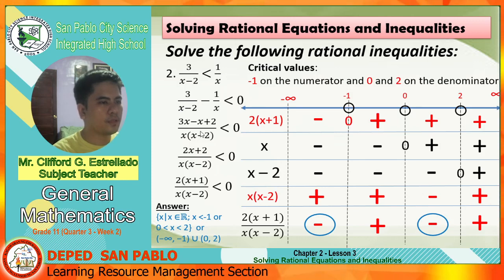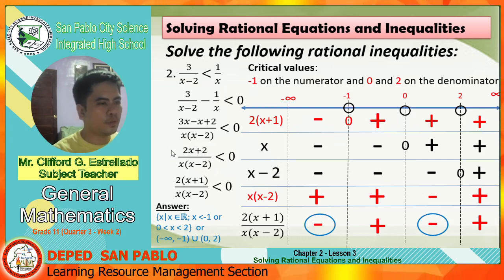And get the LCD. So we have x times quantity x minus 2. Okay, then cross multiply. For our numerator, 3 times x is 3x. Negative 1 times quantity x minus 2. So negative 1 times x is negative x. Negative 1 times negative 2 is positive 2. And combine like terms here, we have 3x minus x is 2x, then plus 2. Over, copy the denominator x times the quantity x minus 2, and copy less than 0.